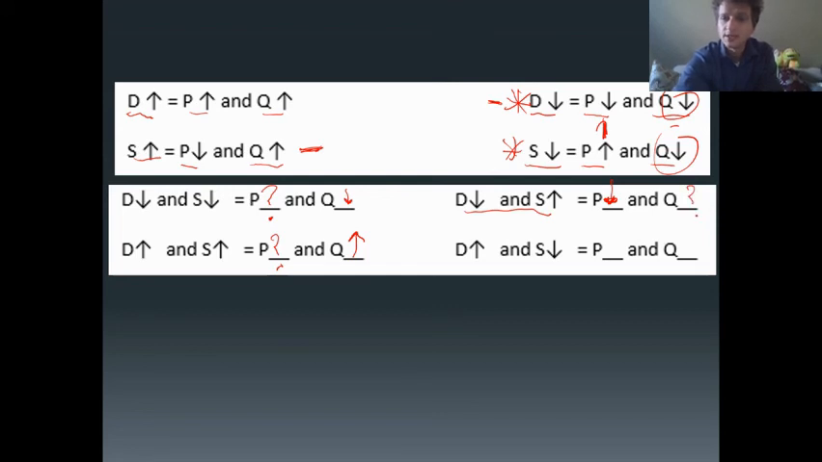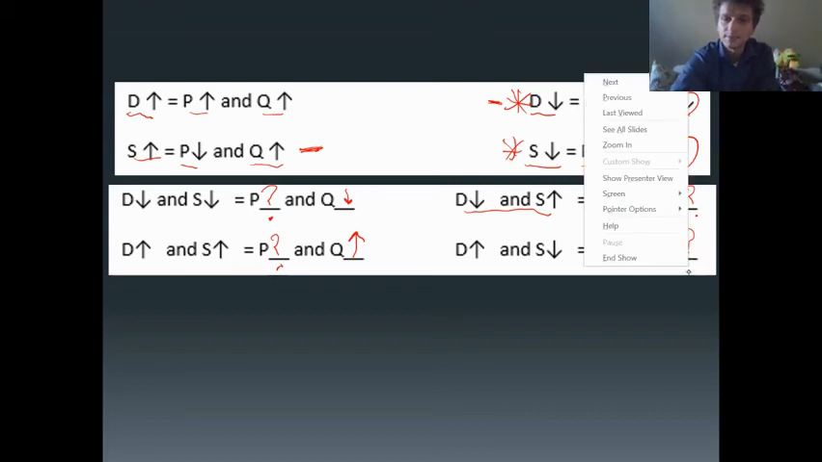For the last one, you find the same setup but opposite, just like happened on the other side. So when demand is increasing and supply is decreasing, your demand is trying to increase price and your supply is trying to increase price. So you can say for certain that your price will increase. For quantity, your demand is trying to increase quantity while your supply is trying to decrease it. Since they oppose, you don't know what happens there.